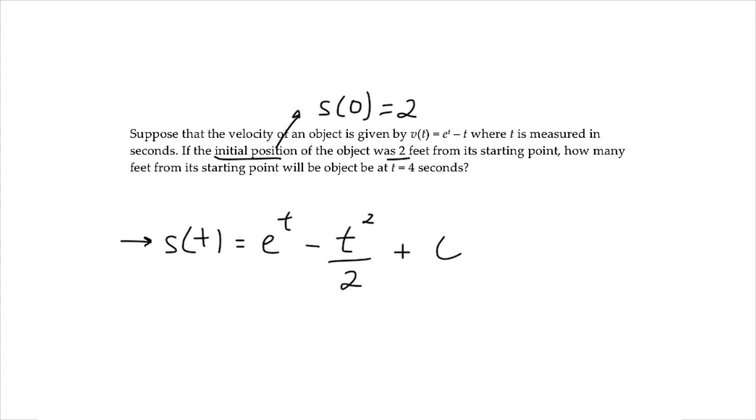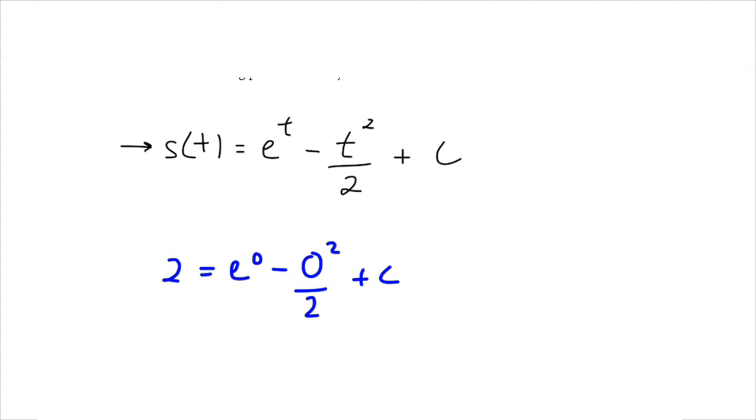So watch this. What that means is that if we pop in 0 for these t's, we should get a 2 over here. So let's try that. 2 equals e to the 0 minus 0 squared over 2 plus c, right? Well, e to the 0 is going to be 1, mind you. 0 squared over 2 is going to be 0, so I'll ignore that and get 2 equals 1 plus c, right? So if I subtract 1, what I discover now actually is that c is 1.